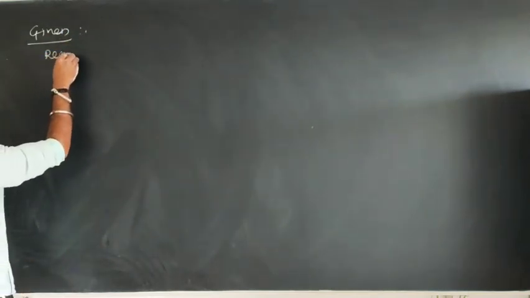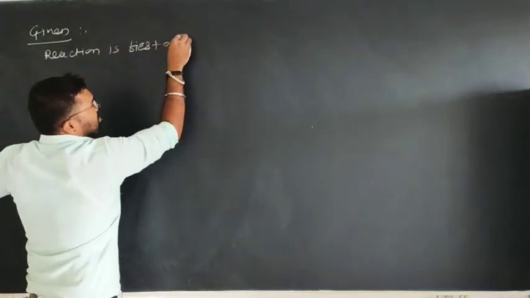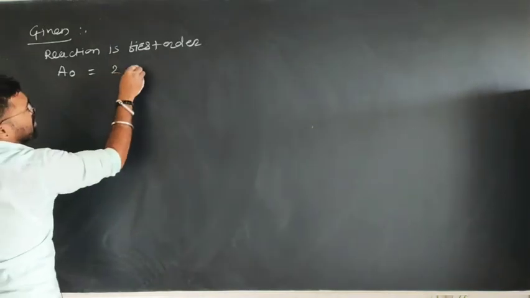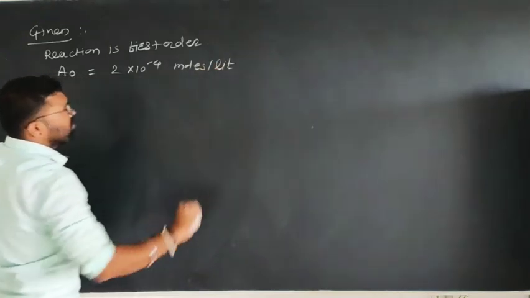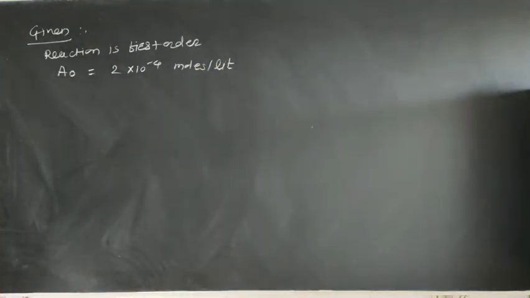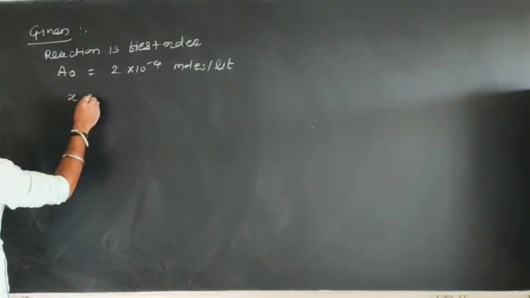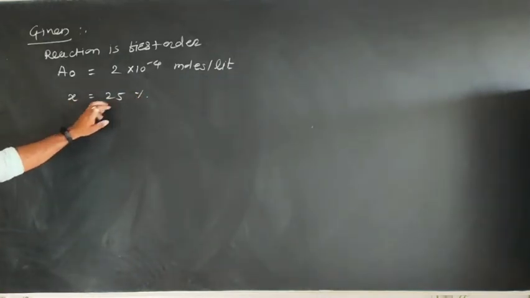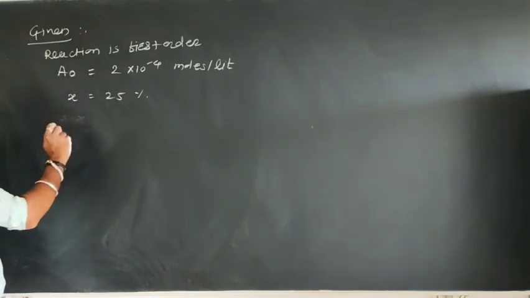Reaction is first order. Initial concentration of reactant is equal to 2 into 10 raised to minus 5 moles per liter. Reaction is 25% completed, that means x is equal to 25%.